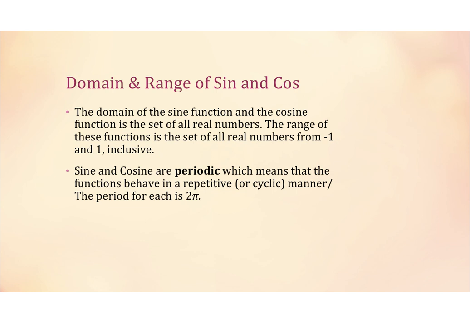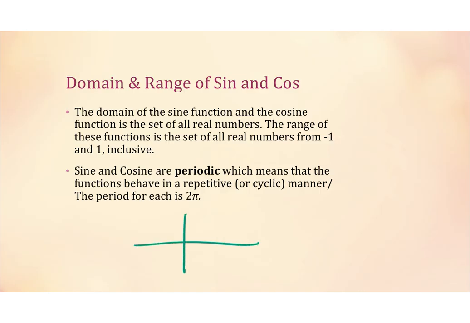If you think about what sine is, it's like opposite over hypotenuse. You're basically saying your opposite side is bigger than your hypotenuse, which can't happen because the hypotenuse has to be the biggest side. And they're periodic, which means that the functions have a repetitive or cyclic manner, and the period for each is 2 pi.